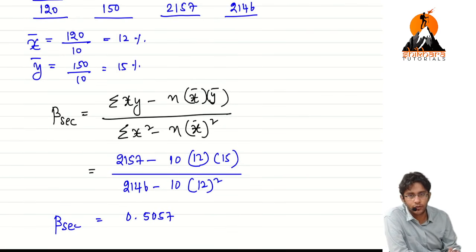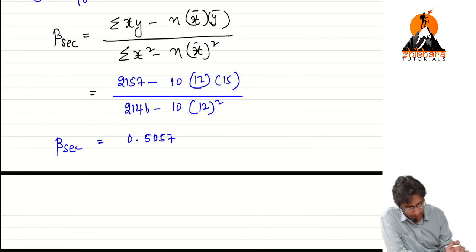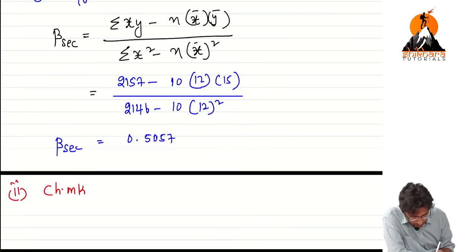The 9 column table also you can do, sir. You will get the same answer after 5 more minutes. That's the only difference. Beta is ready. Now he is asking for the characteristic market line.